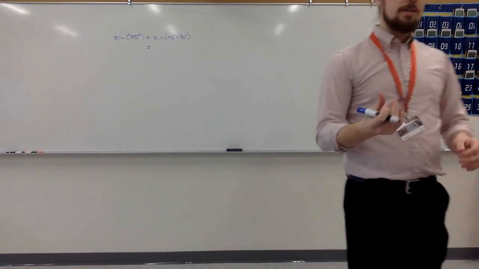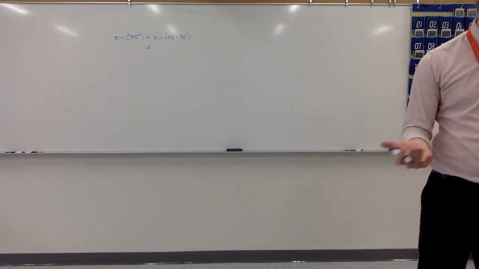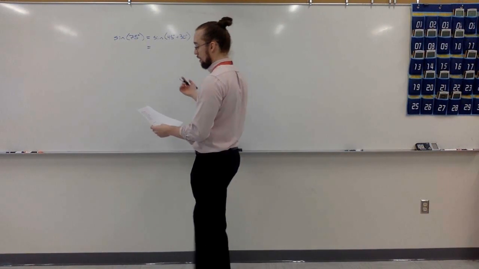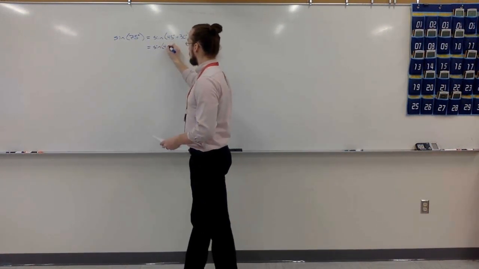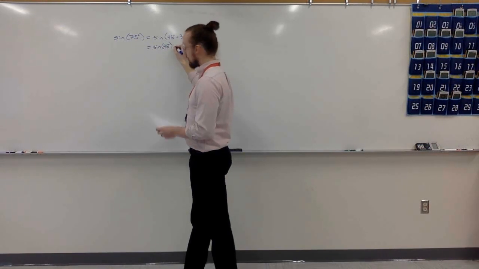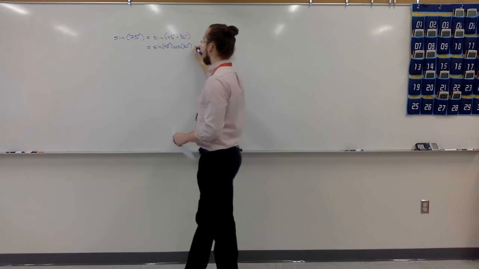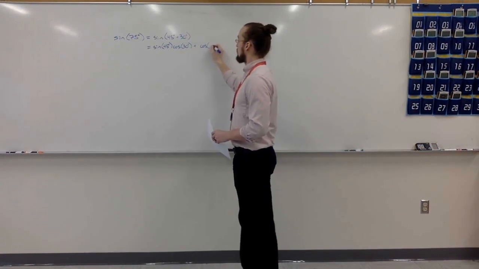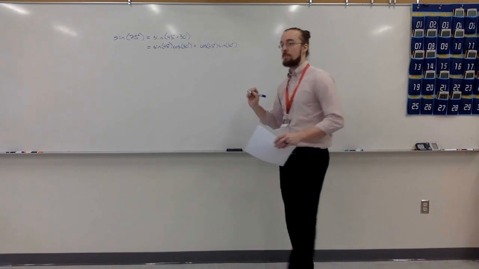I'm using the sum formula for sine, which on your paper is the first one. We have sine of A plus B. So this is going to be sine of my first angle times cosine of my second angle, plus cosine of the first angle times sine of the second angle.